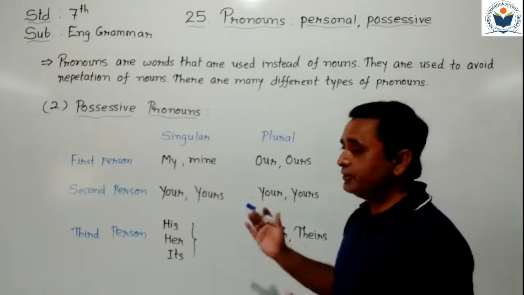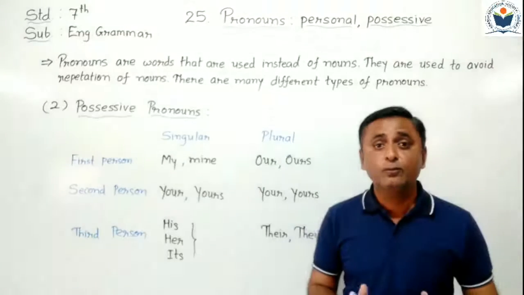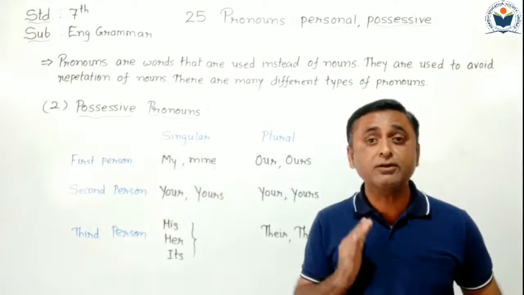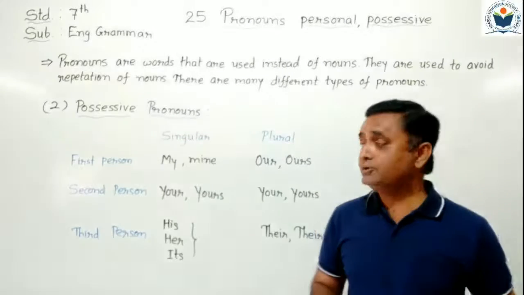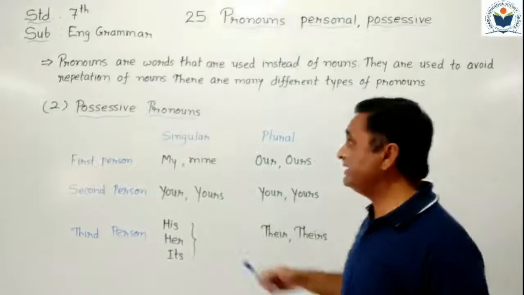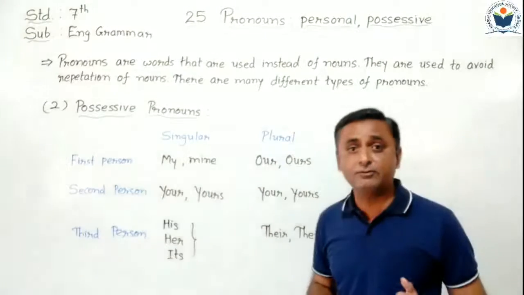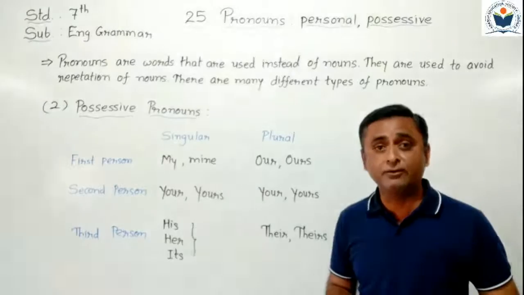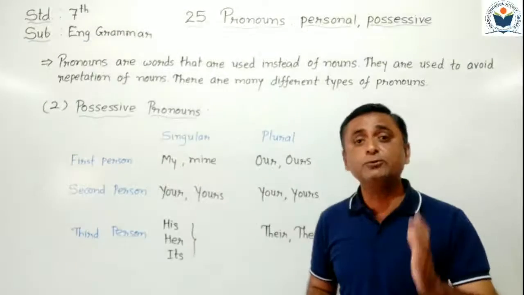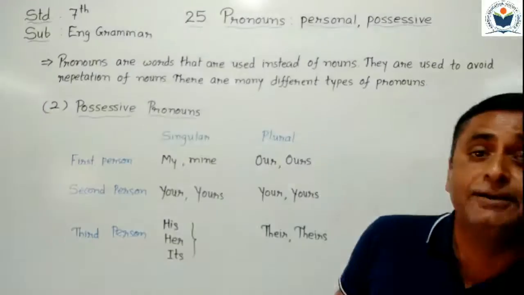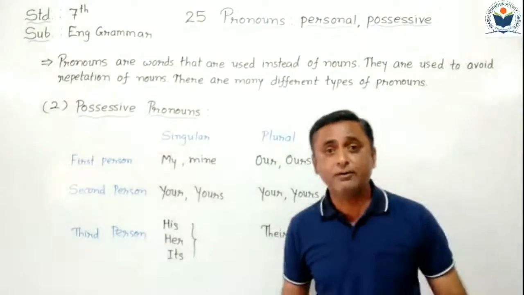Understand, student? So it's a possessive pronoun. It shows the ownership, possession. It is used as a possessive pronoun. So in this lesson number 25, we discussed two pronouns: personal pronoun and possessive pronoun. Personal pronouns have two subtypes: the subject pronoun and object pronoun.